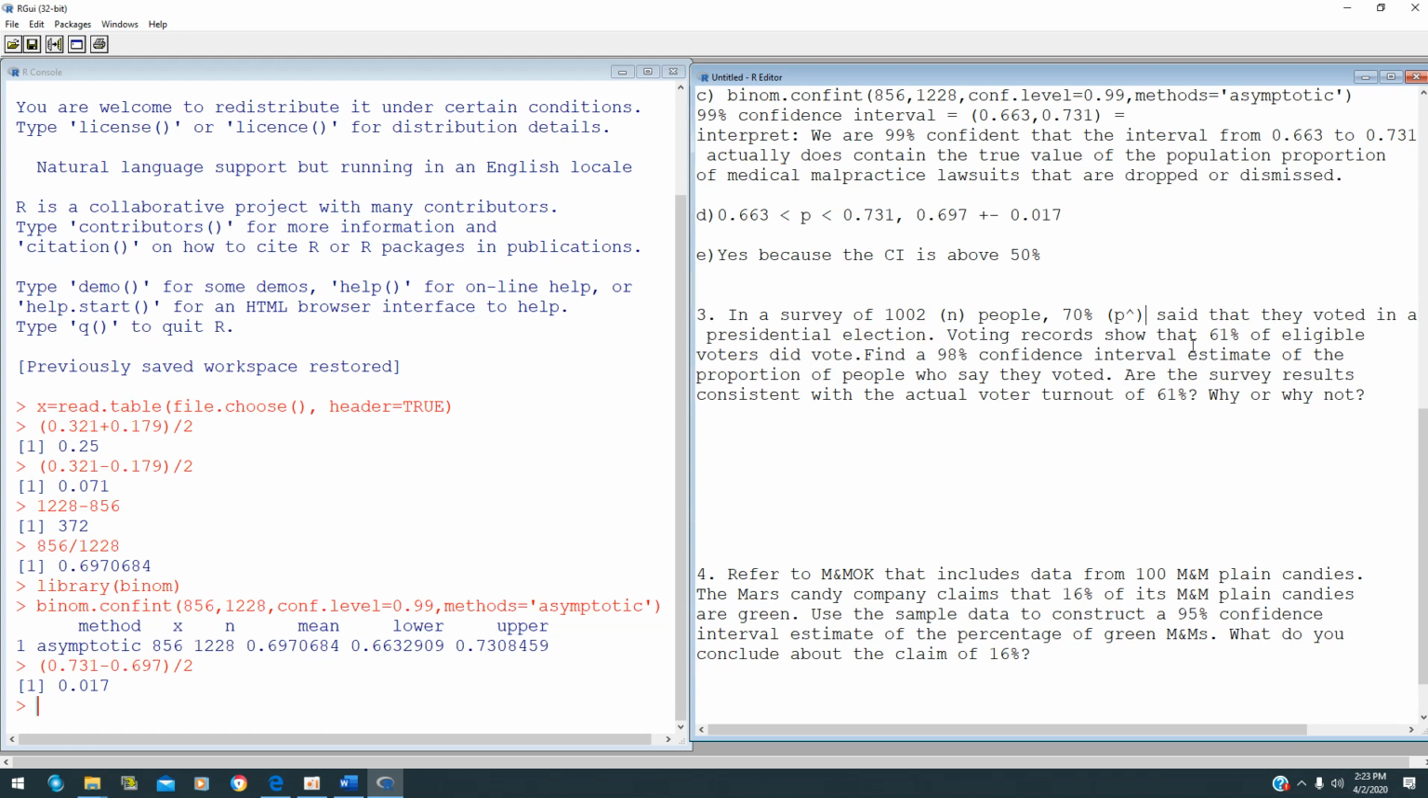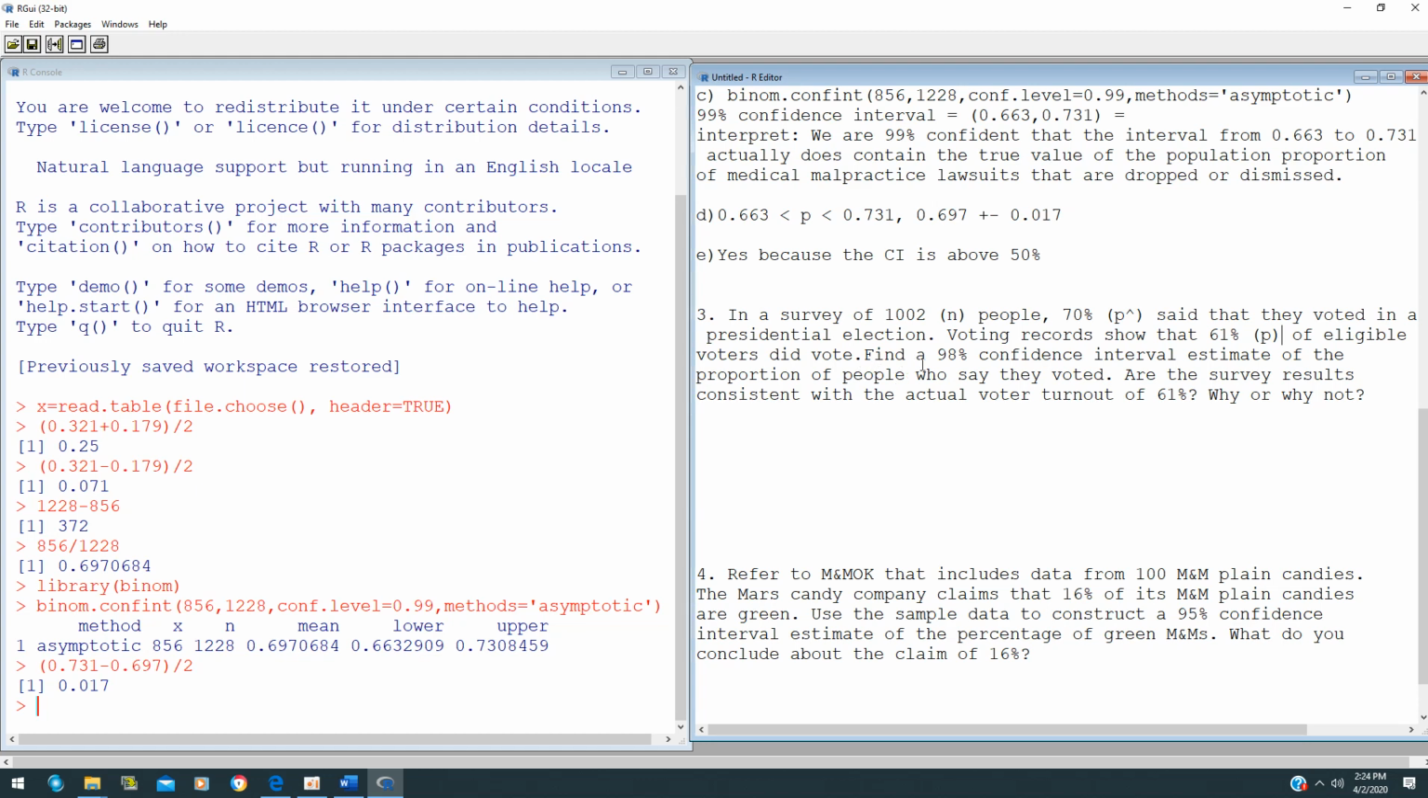Voting results show that 61% actually did vote. Now, this 61% in this case is your P, which is your population proportion. Why this 61% is a P in this case is because this is actually the people who voted. So that means the whole population voted in this case.